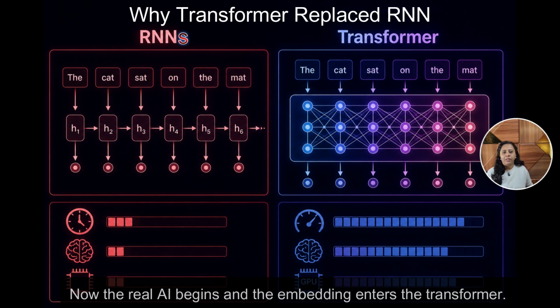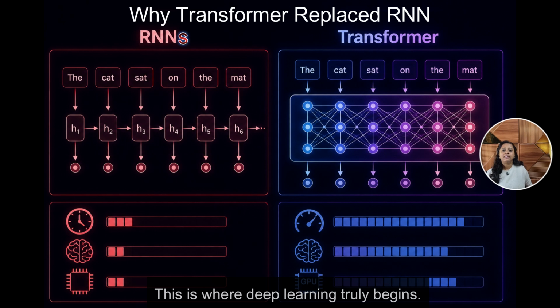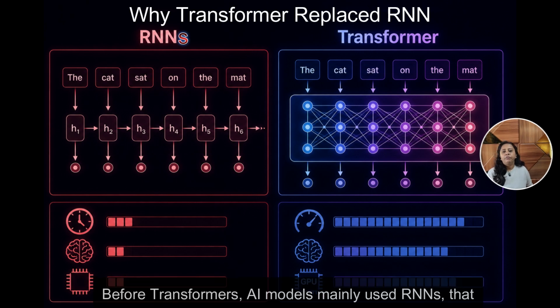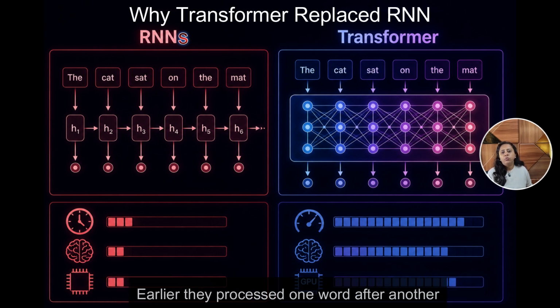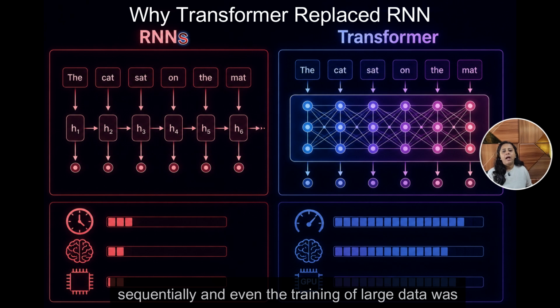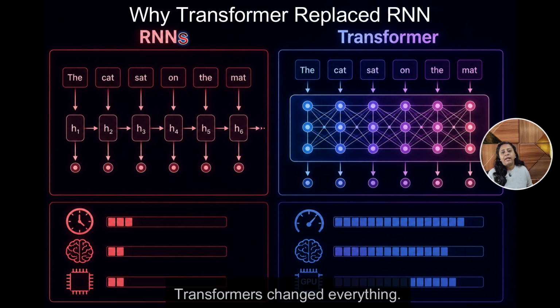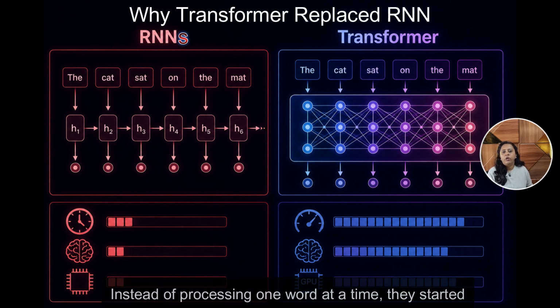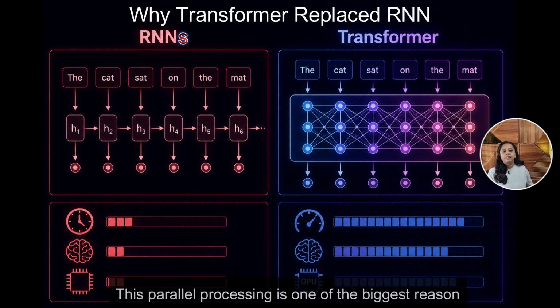Now the real AI begins, and the embedding enters the transformer. This is the brain of ChatGPT. This is where deep learning truly begins. Before transformers, AI models mainly used RNNs, that is, recurrent neural networks. They processed one word after another sequentially, training on large data was very slow, and they could not even remember long context. Transformers changed everything. Instead of processing one word at a time, they started processing all words together. This parallel processing is one of the biggest reasons modern AI became so powerful.